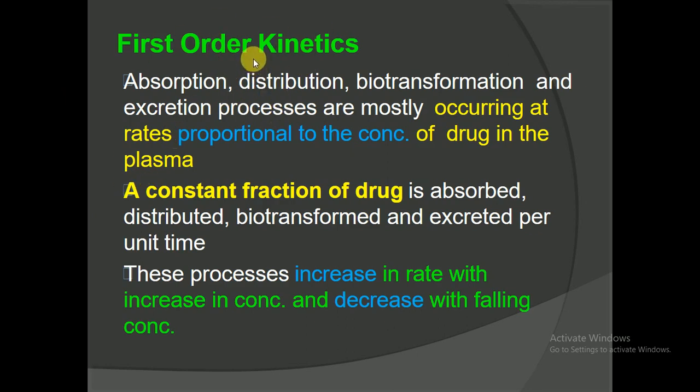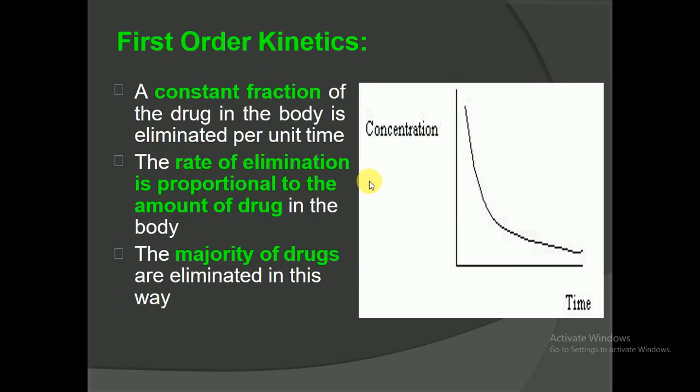First order kinetics means that a constant fraction of the drug is absorbed, distributed, biotransformed and excreted per unit time, and these processes increase in rate with increasing concentration and decrease with falling concentration. So this point is clear. When we increase the concentration of the drug, the rate of reaction increases, while if we decrease the concentration of the drug, the rate of reaction decreases. So it means that absorption, distribution, biotransformation and excretion mostly occur at rates proportional to the concentration of drug in plasma.